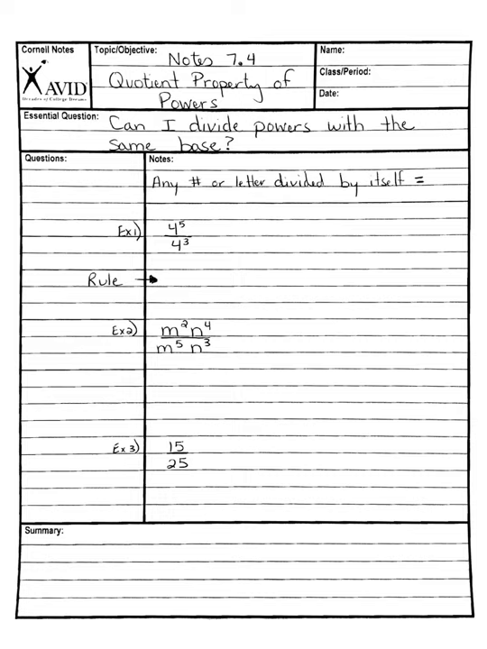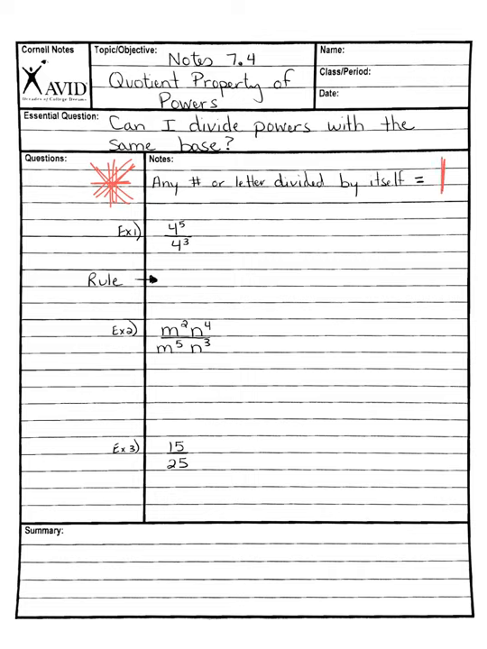So looking here at note 7.4, we have the quotient property of powers, and we know the word quotient means division, okay? So our essential question is, can I divide powers with the same base? And what I wrote down first, please star it, highlight it, underline it, memorize it. We all should already know this. Any number or letter divided by itself is 1.